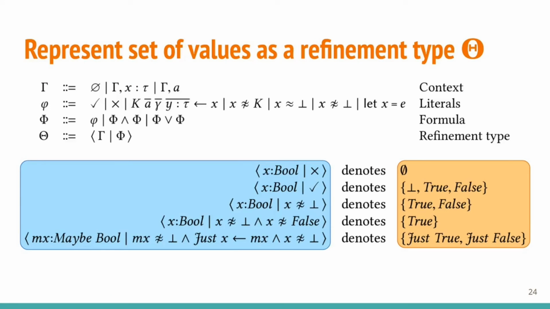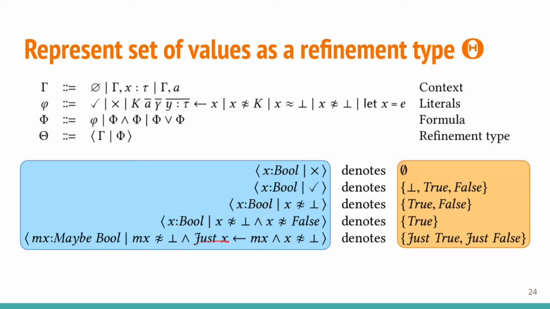Here are a few example refinement types in blue, as well as the sets they denote in orange. Cross is the unsatisfiable refinement predicate, so there are no inhabitants. Checkmark is the trivially satisfiable refinement predicate, which means we have all the inhabitants of bool. This is the type of unlifted booleans, and this one also rules out false.